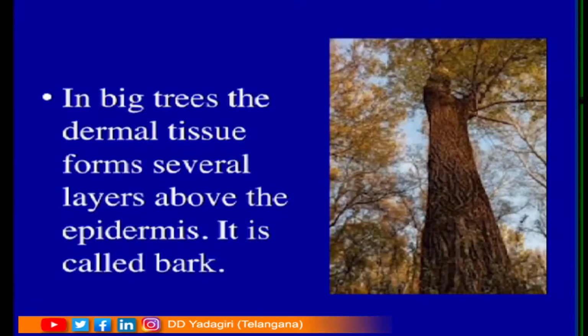Children, what do you see here? You see a tall tree, right? Whenever you look at big trees, you see the stem. How does the stem look like? The stem looks like a thick layer and we call the thick layer bark. So, this bark is nothing but the dermal tissue which is many layered. So, it is protecting the inner parts of the plant.